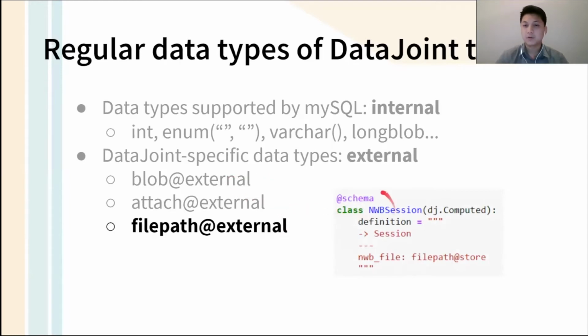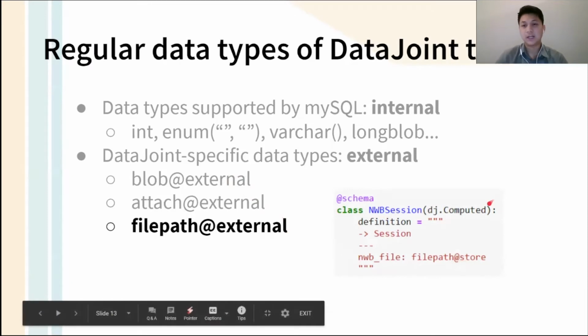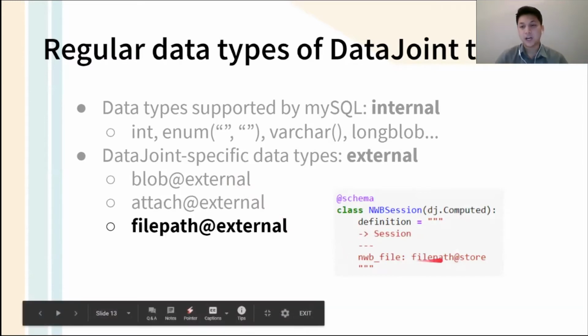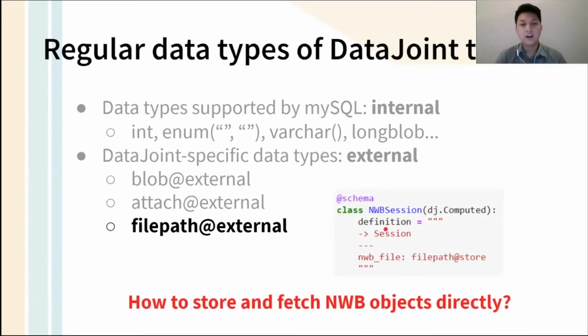This is one example of how you can define a table that has an attribute of filepath. Here I'm creating a very simple table, NWBSession, that points back to some example upstream session table as my primary key, and NWBFile is of type filepath. This way, this NWBFile is actually a file, perhaps stored in my local file system, that is managed by DataJoint. Okay, great. So we have a way of storing NWB files. But that still doesn't address the question of how we can store and fetch NWB objects directly, not files, but NWB objects.